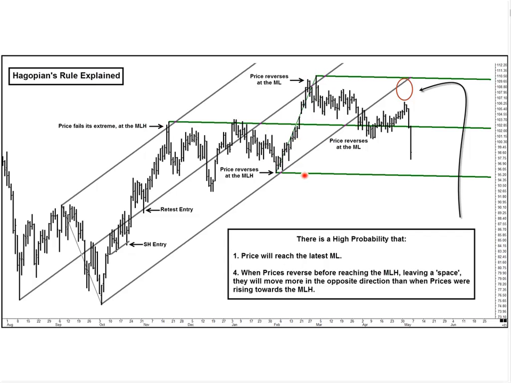What do we know? Price will reach the latest median line. Okay, it did. Then it begins to head higher. Price should reach its next most likely line. It came from it, met the median line. It's heading higher. It should meet the upper parallel. In fact, not only should it meet the upper parallel, but it should also test this lower parallel from the downside. Remember what Andrew said, if it zooms through, it should come back and retest.